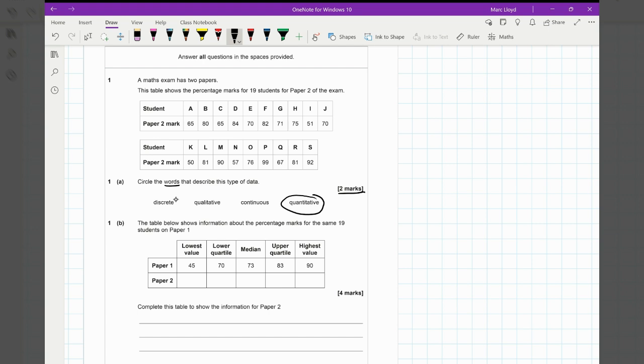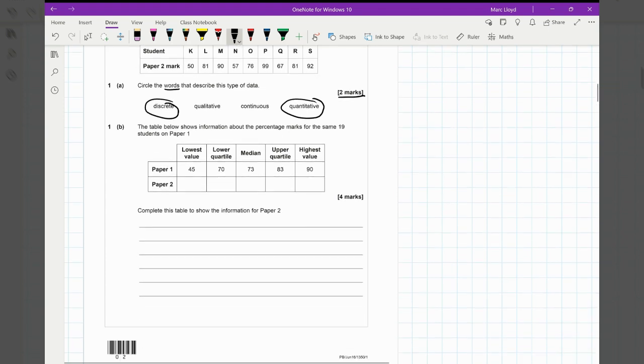Now, I had a little look at the mark scheme. The answer is discrete, and I picked discrete, but I want to explain why. It hasn't been rounded. Continuous data, I suppose, would be raw data. We don't know what these are out of. If these are out of 100, then these percentages haven't been rounded. If this is out of, let's say, 195 marks, it's very likely that these will have been rounded to the nearest whole number, but it doesn't say, so we're going to go with discrete.